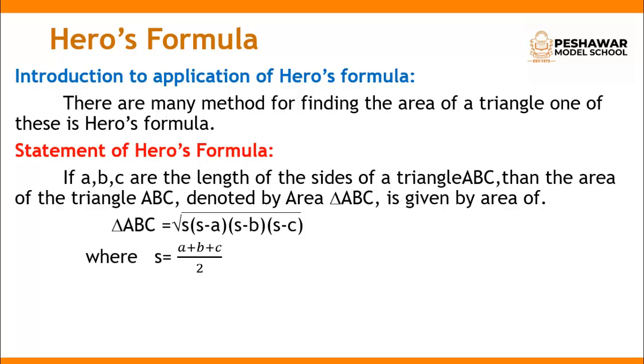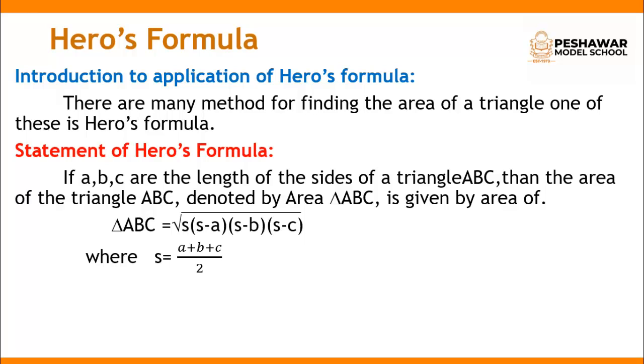Statement of Hero's formula: if a, b, c are the lengths of the sides of a triangle. As we know, there are three sides in a triangle, so a, b, c are the lengths of the sides of triangle ABC. Then we can find the area of triangle ABC, which is given by this formula.